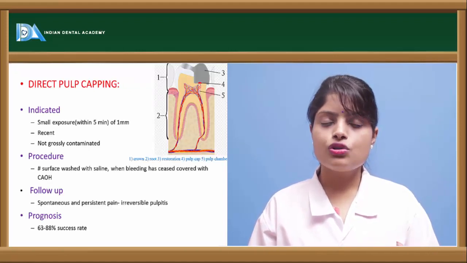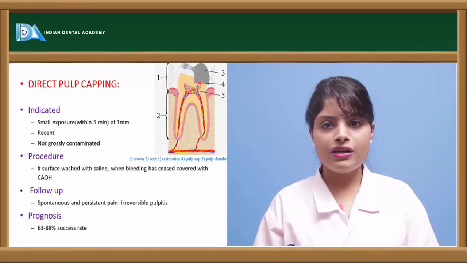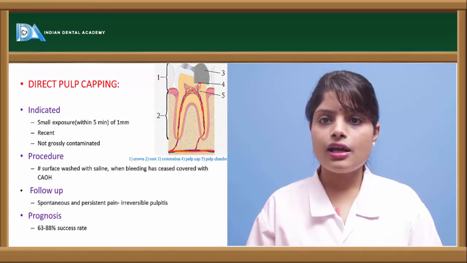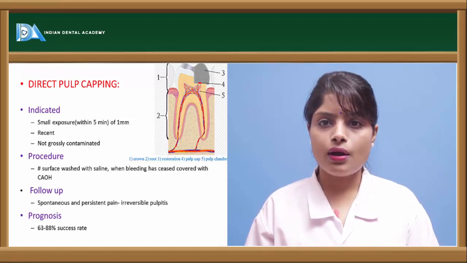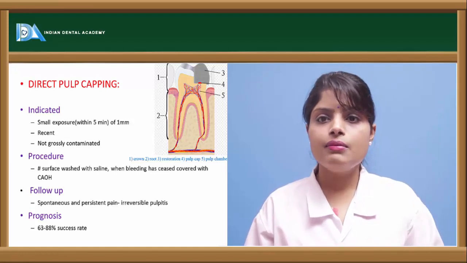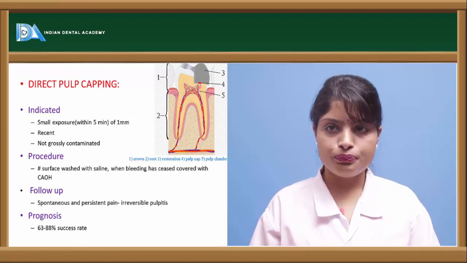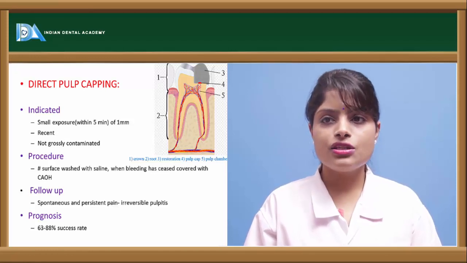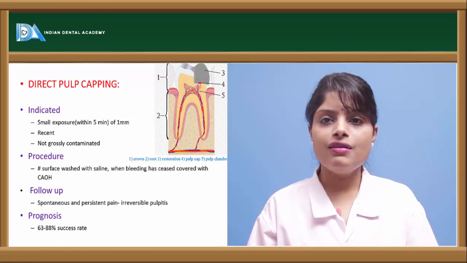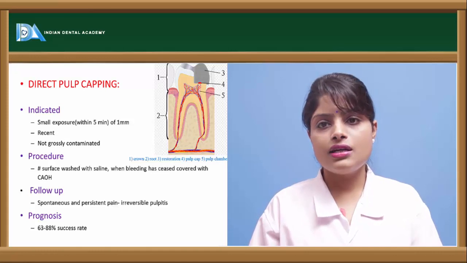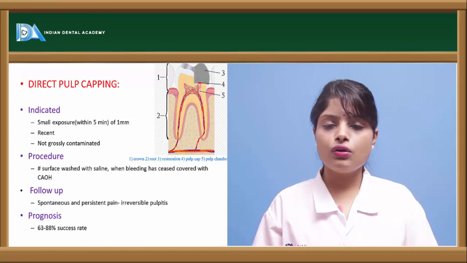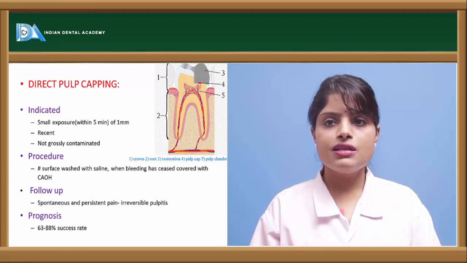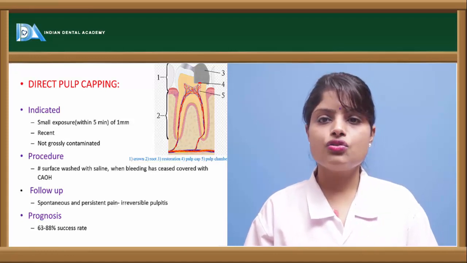Direct pulp capping should be performed when the inflammation of the pulp is least or if there is immediate exposure of the pulp by trauma, or the patient has reported to the clinic immediately or on the spot of the trauma. If the exposure site is smallest, less than 1 square millimeter, and reported within 5 minutes, if the tooth is not grossly contaminated, if the oozing of blood is minimal from the site, and there is a recent trauma.